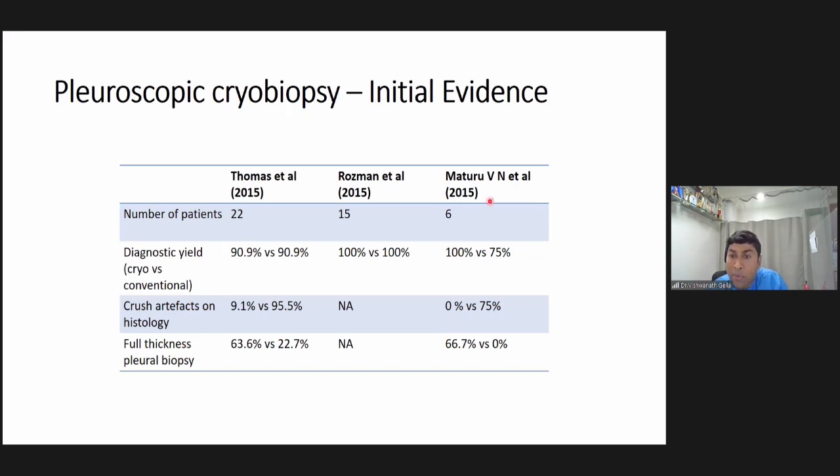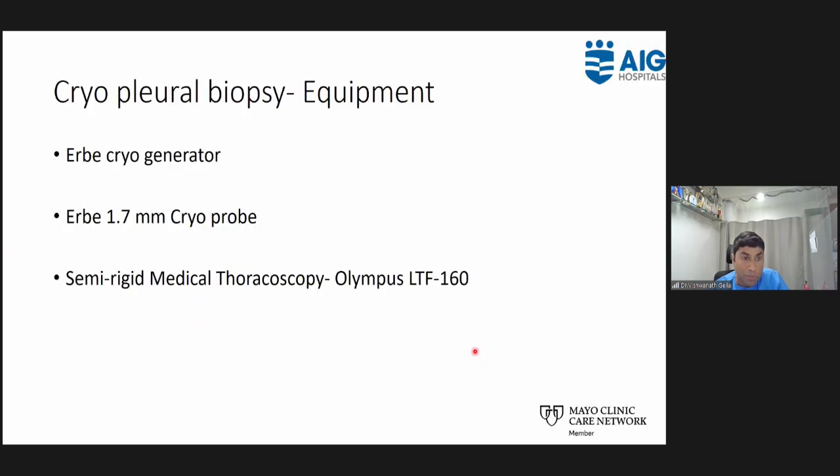And another small study done by the PGI group showed that in a group of 6 patients, the diagnostic yield of cryobiopsy was 100%, whereas the yield of forceps biopsy was 70 to 75%. And again, in this study from PGI, it was shown that the biopsy size was larger when the cryoprobe was used, and also full thickness pleural biopsy was obtained in a larger proportion of patients.